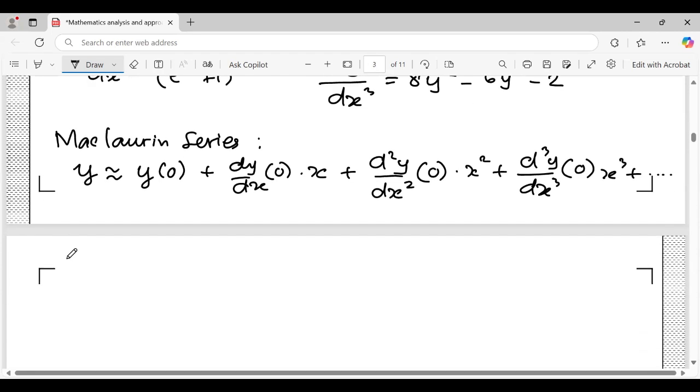So it means the Maclaurin series becomes y0. If x equals 0, y0 equals 1 minus 1 over 1 plus 1, because y is e power 2x minus 1 over e power 2x plus 1. So e power 0 equals 1, 1 minus 1 equals 0. So this is 0.